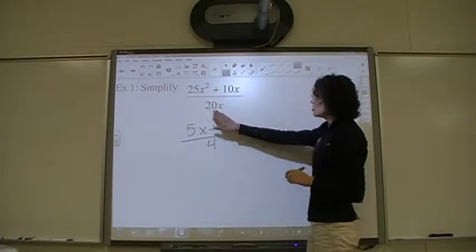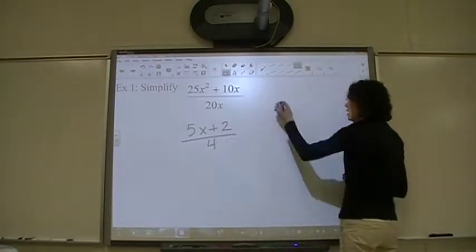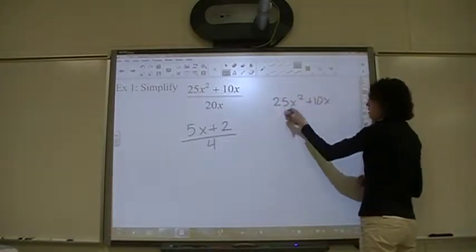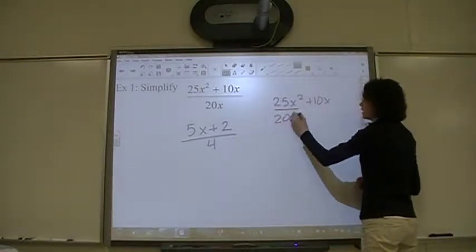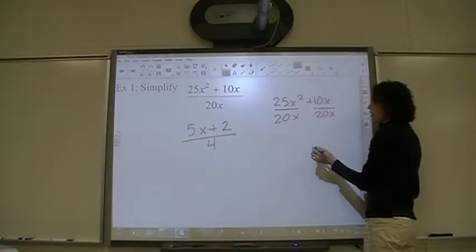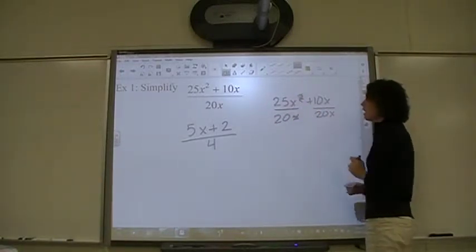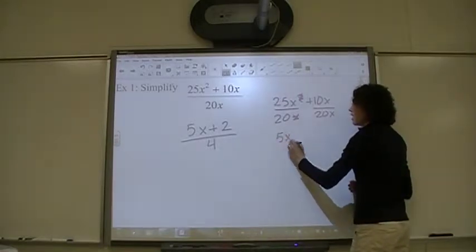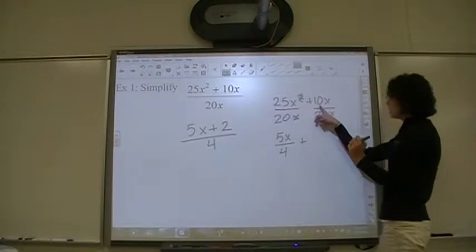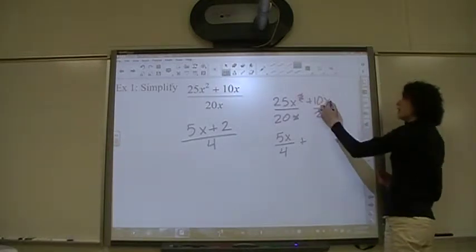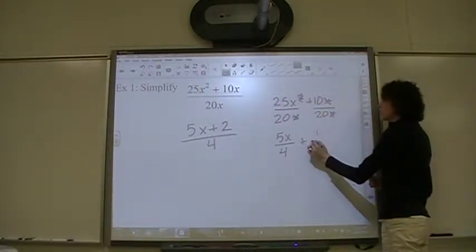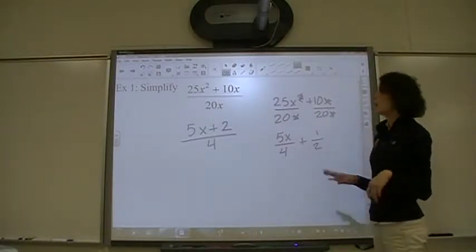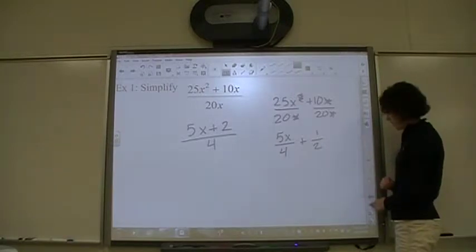Another way that you could do it is split your 20 up with both of them and have 25x squared plus 10x and then have each of them over 20x. Here, one of your x's can cancel out and you can take a 5 out of both of those, and you're left with 5x all over 4. And then with these, you can take a 10 out of both of them and an x, and you're left with 1/2. I will take either of those answers. They are both considered right. Either way that you want to do that is perfectly fine with me.